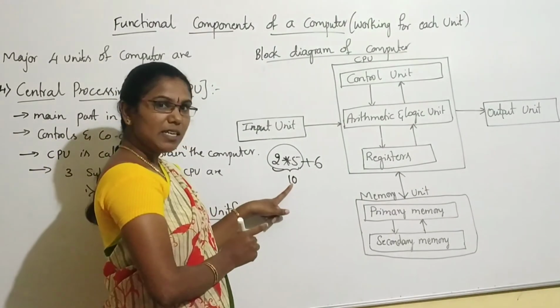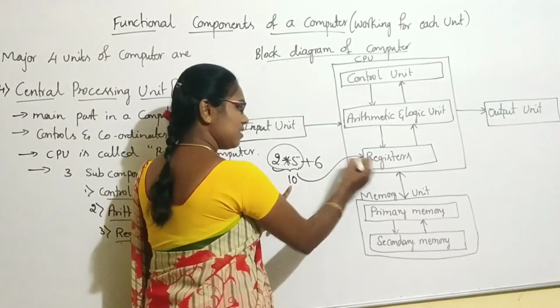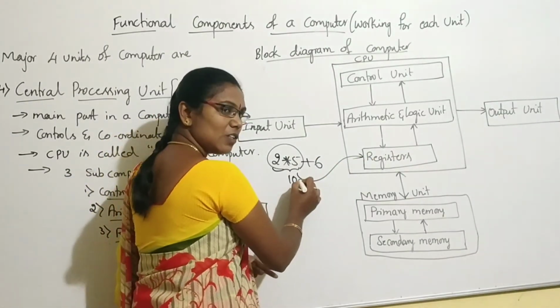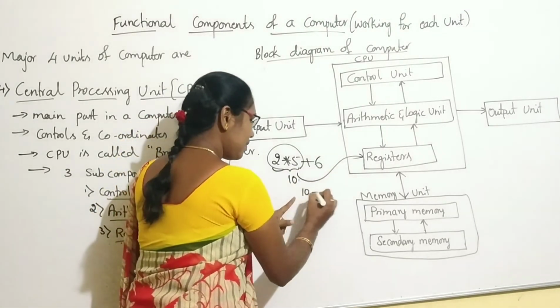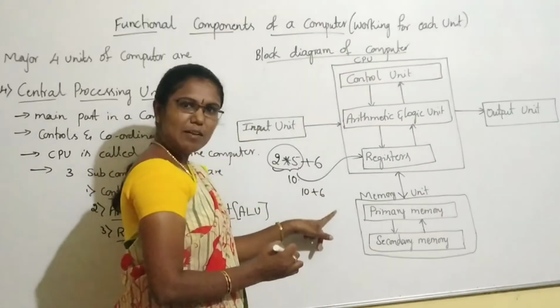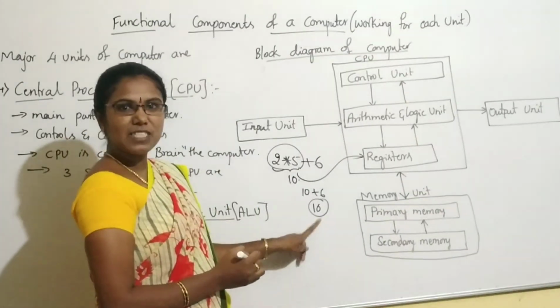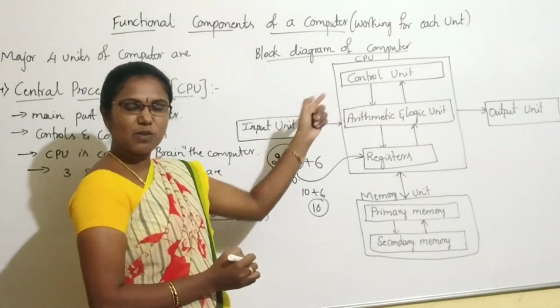So this intermediate result can be stored in a register. Later, the register gives the data 10 to the ALU and the ALU can process the task. Then 10 plus 6 is 16. So now this is the final answer. This final answer goes to the ALU, control unit.